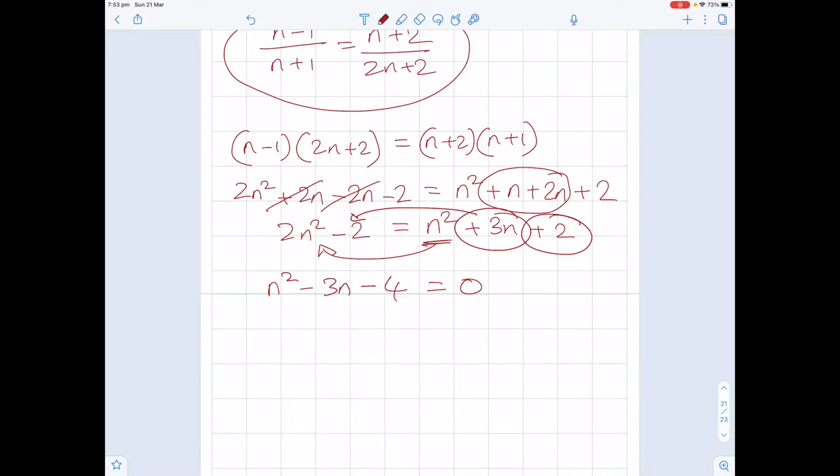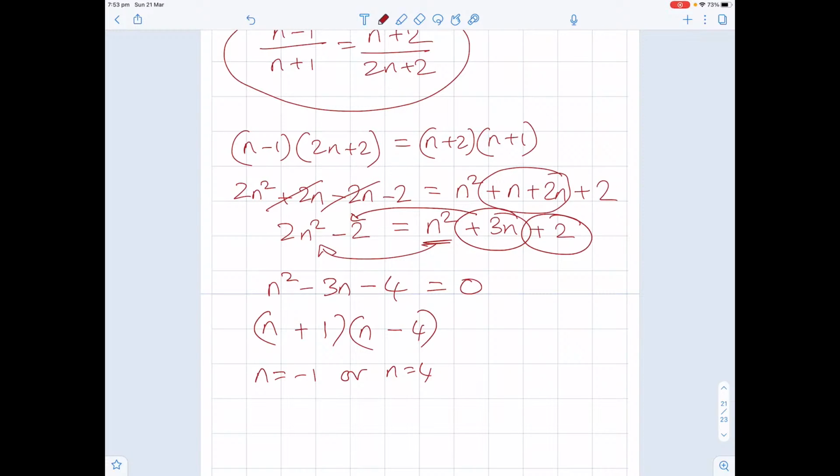The next step is to factorize this. And it's a quadratic, so we'll have n here, we'll have n here. We want something to multiply to give us 4 and add to give minus 3. So we can have a 4 here, and we can have a 1 there. And we want a negative 4, so it'll be a negative 4. And we're going to add 1 to give the minus 3. So we have n is equal to minus 1, or n is equal to 4.